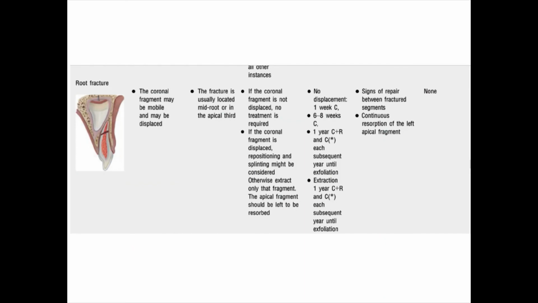Moving on to the root fracture, the coronal fragment may be mobile and may be displaced, then we need to take an IOPA radiograph to locate whether it's a mid-root fracture or an apical root fracture. If the coronal fragment is not displaced, then no treatment is required, and if the coronal fragment is displaced, repositioning and splinting should not be considered, and it's always better to extract. And if it is only the apical third which is fractured, then it should be left to be resorbed.